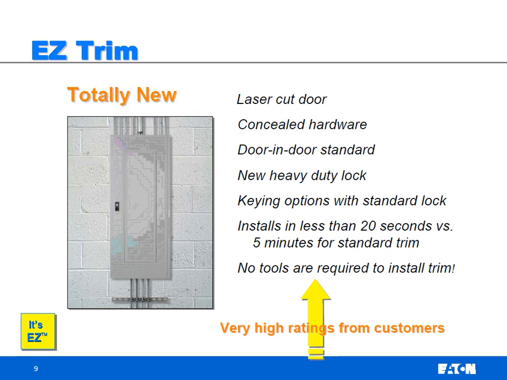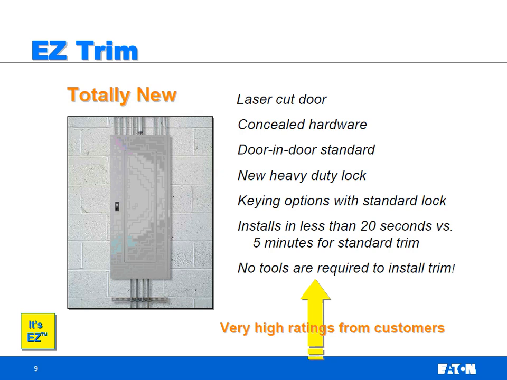So we invested some money, some research, and we came out with something a few years back called the Easy Trim. Now the Easy Trim is a laser cut door. It's got the concealed hardware, which is the trim clamps that you can't see. It's got the door-and-door feature, and that's standard. And some of the other standard things for a panel board, the lock on the front. The deal is, it's free. It's no charge. We don't charge extra for it. This is our standard trim.